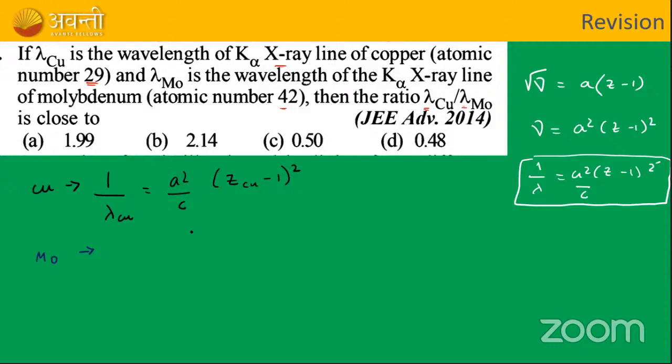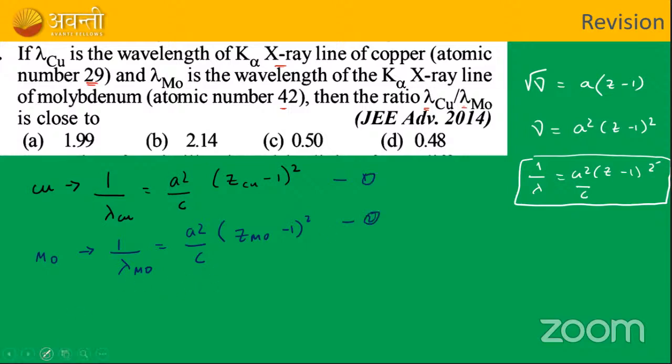Element. Like I can't tell the name. Fine, fine. Okay, so 1 by lambda MO is equal to a square by c is constant. And what is it? Z of molybdenum minus 1 whole square. So this is equation number 1, this is equation number 2. Divide both of them. Just solve it.